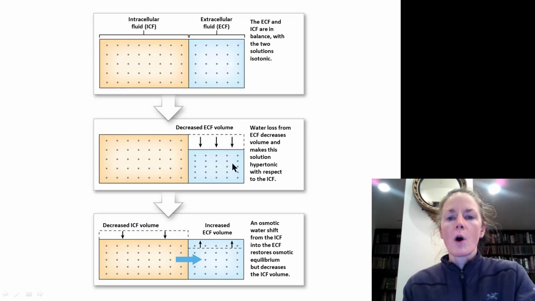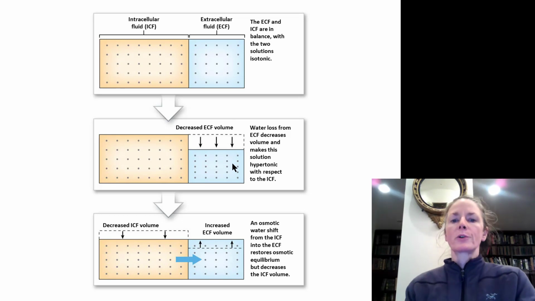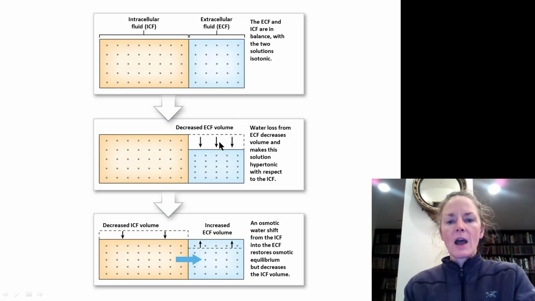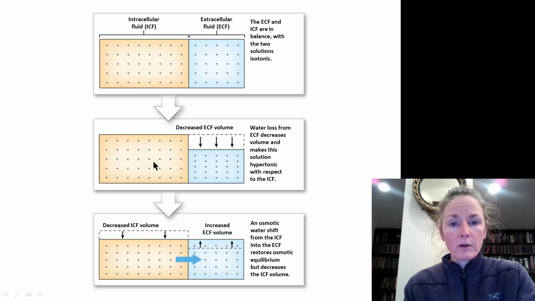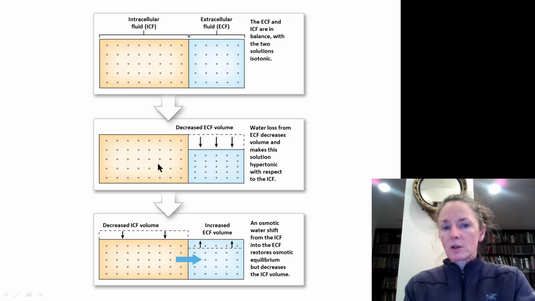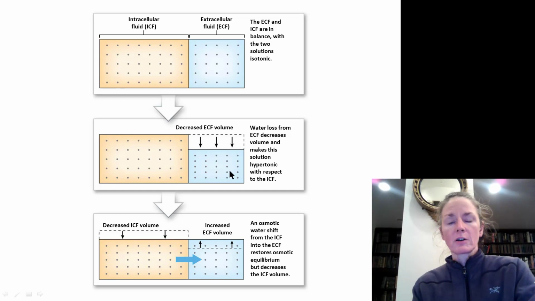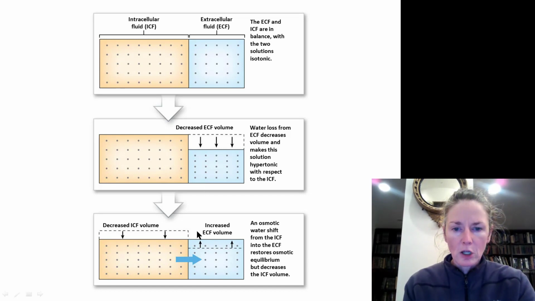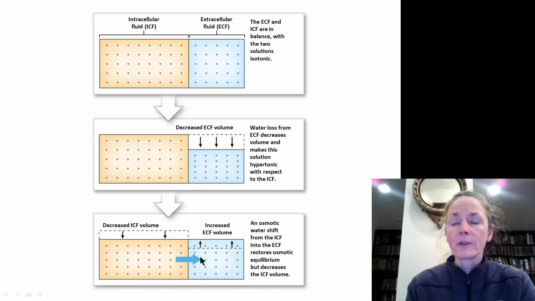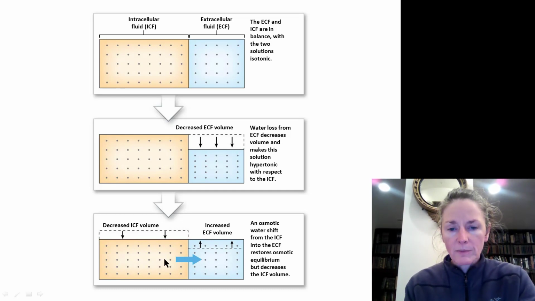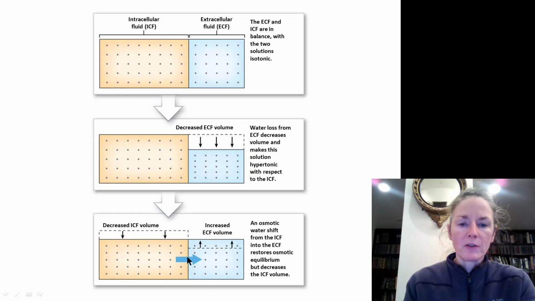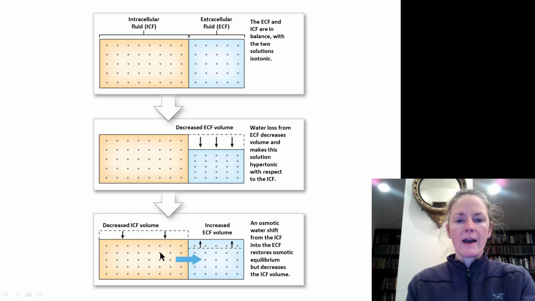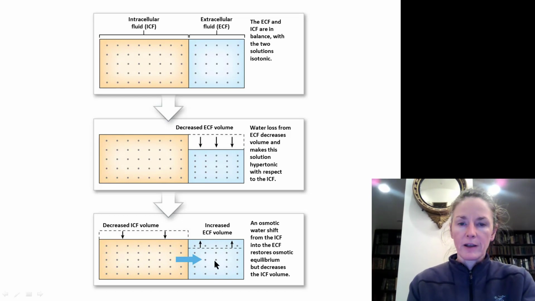Now, let's just say we lose some water from the extracellular compartment. Maybe we sweated it out, but we didn't sweat out a bunch of electrolytes with it. So now we have a hypertonic solution over here, and water is going to follow solute. Water is going to shift out of the intracellular compartment into the extracellular compartment, and we'll have a little bit of a decrease in the intracellular fluid compartment and a little bit of an increase in the extracellular fluid compartment. Notice we have a lower volume of water altogether in the body, but now the osmolarities are balanced between the two fluid compartments. So we now have the same solute concentration on this side as we do on this side.